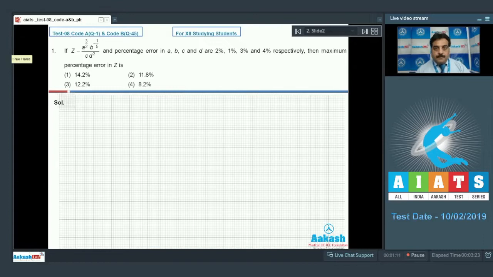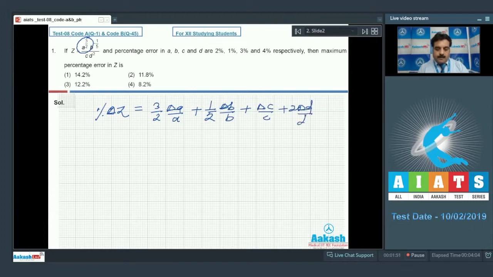In question number 1, if z equals a to the power 3 by 2, b to the power minus 1 upon 5, and the percentage errors in A, B, C, D are 2, 1, 3 and 4%, then what is the maximum percentage error in Z? If I use the concept of percentage error, first 3 by 2 delta A by A plus 1 upon 5 delta B upon B plus delta C upon C plus 2 times delta D upon D.